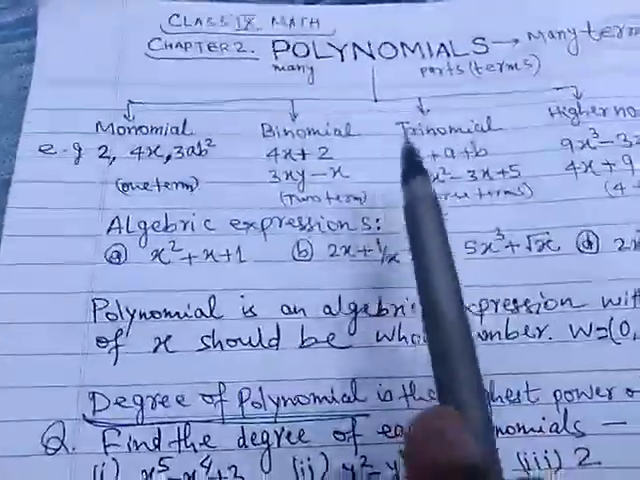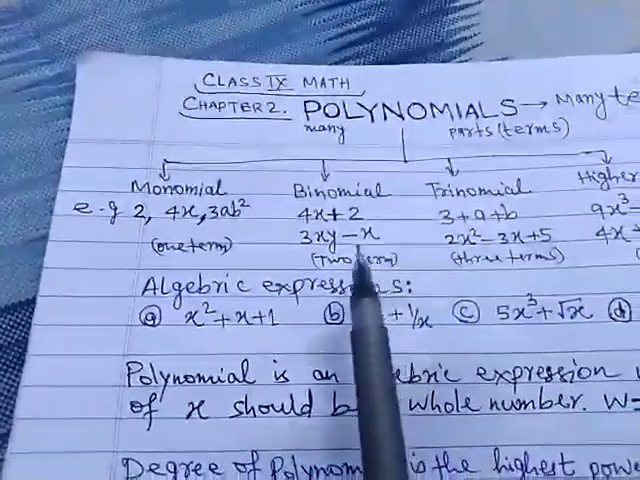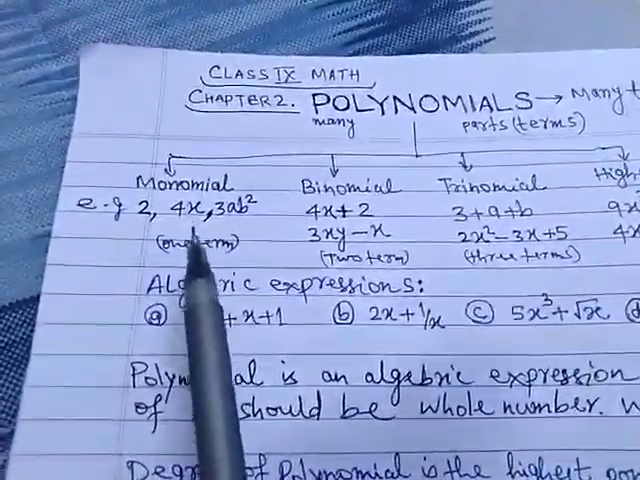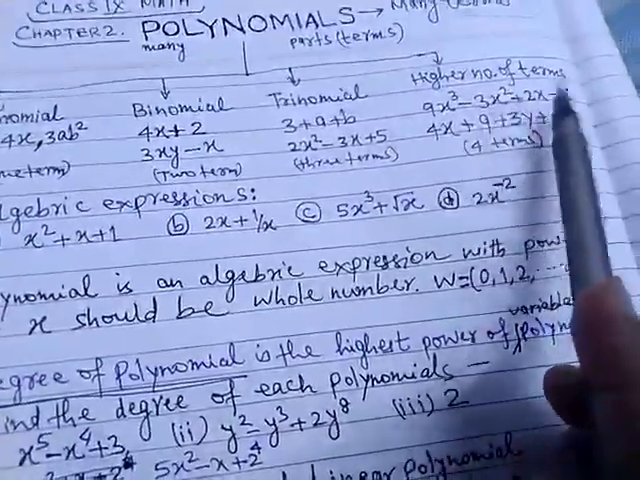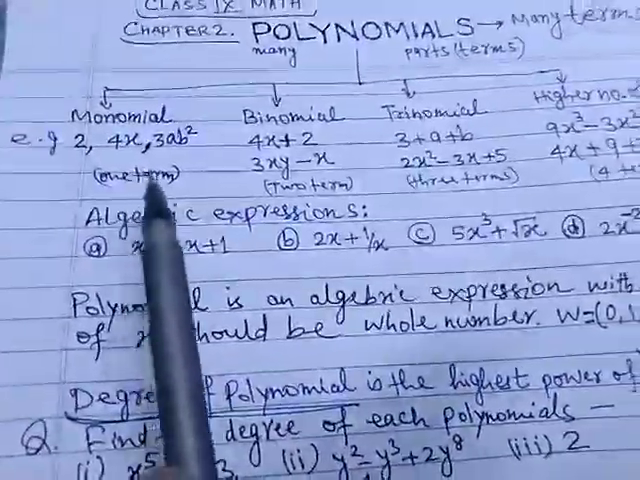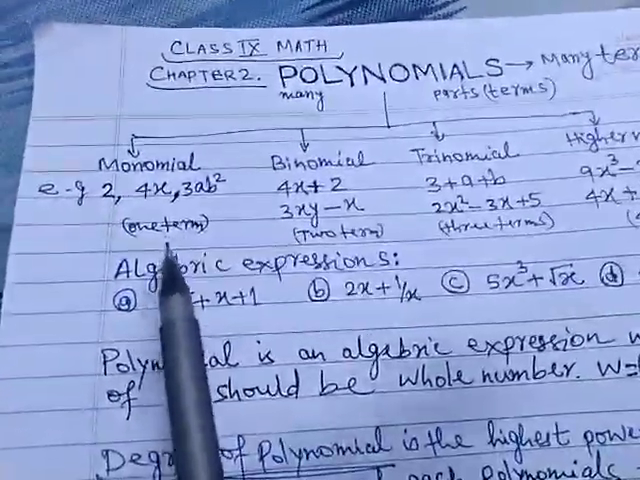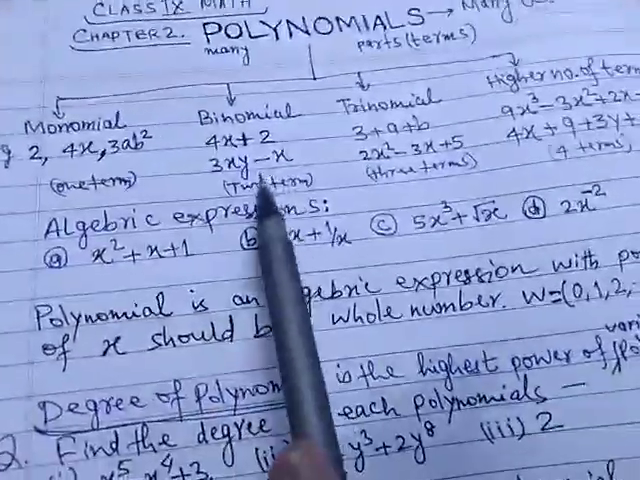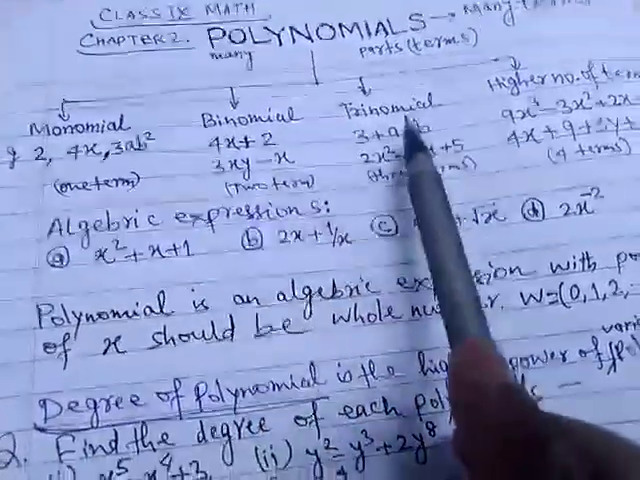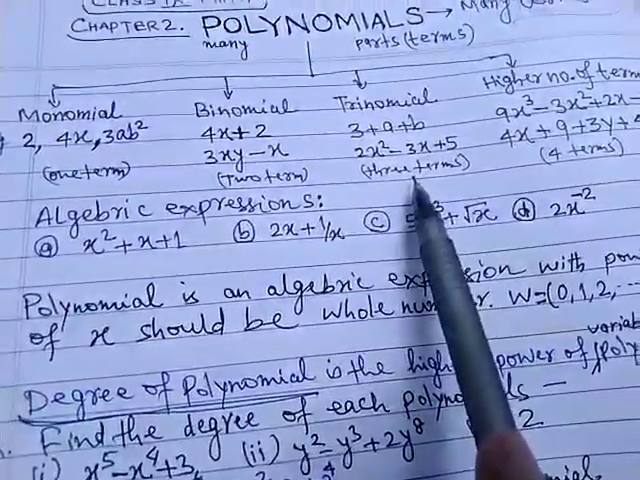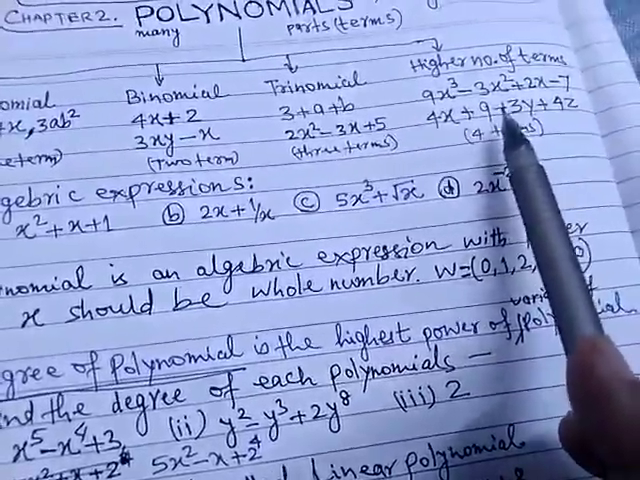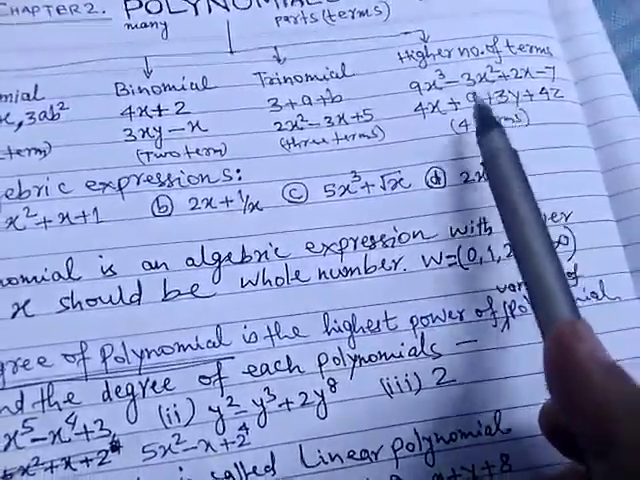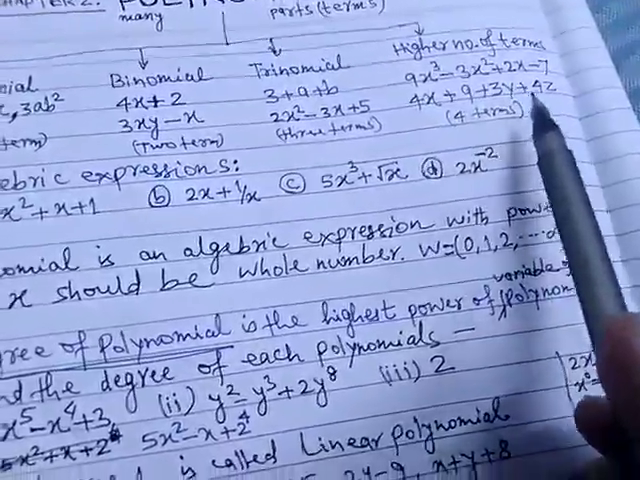So polynomials are of many types, like monomial, binomial, trinomial, higher number of terms. So polynomial having one term is called monomial, having two terms is called binomial, having three terms is called trinomial, and having four terms is called polynomial with four terms, like that. Okay.